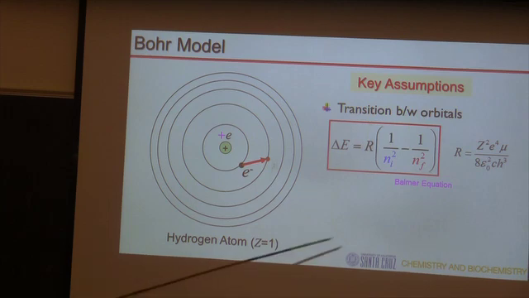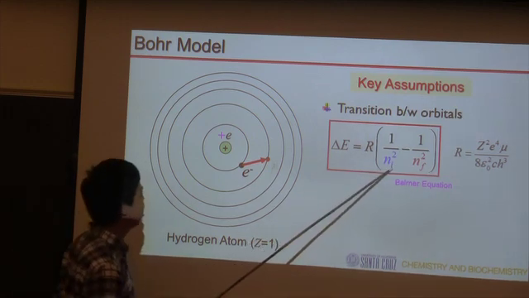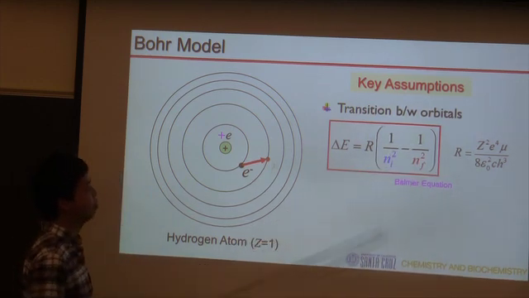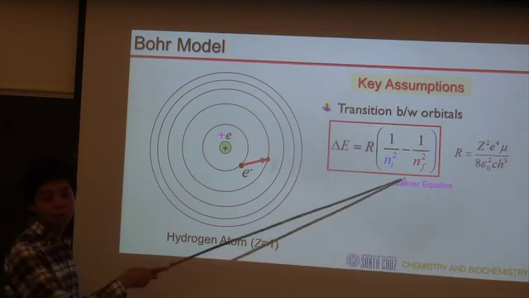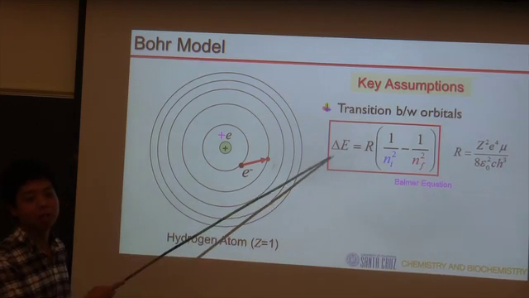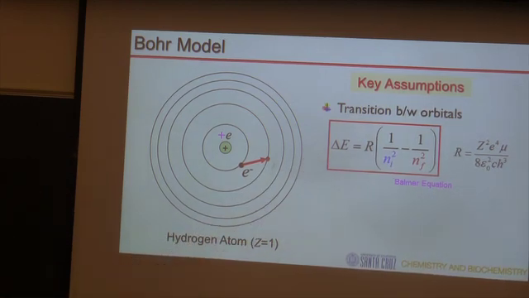Right, think about that. If we plug in, let's say, Ni equals 1 and Nf equals 2, what will the sign be for the delta E? What is the sign for delta E in that case? From 1 to 2, we will plug in 1 minus 1 over 4, right? It's positive. So positive means the energy is absorbed by the atom to promote the electron.